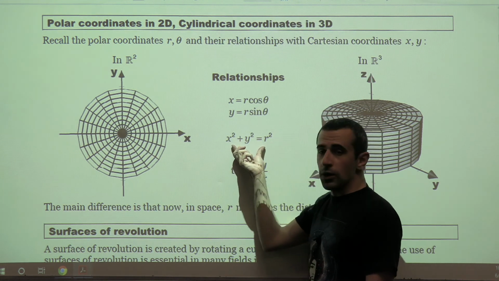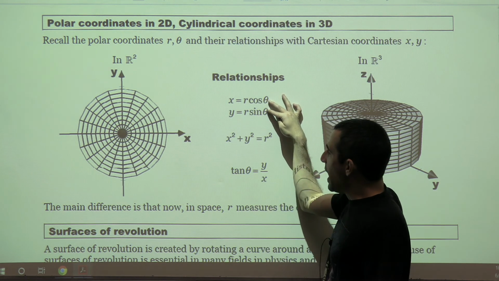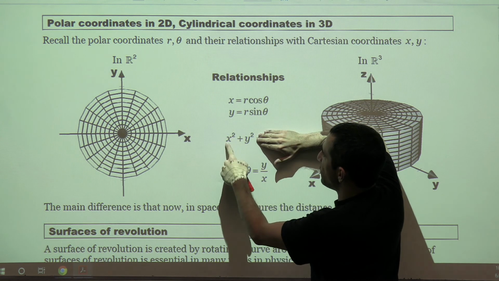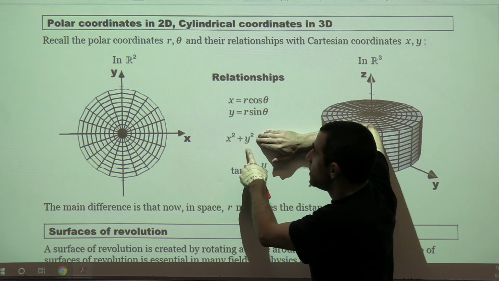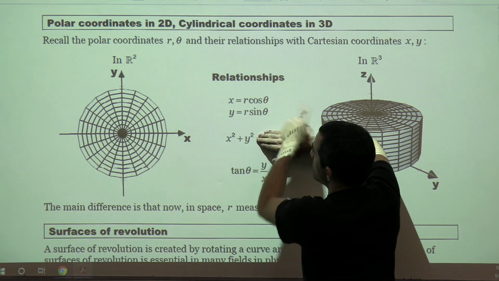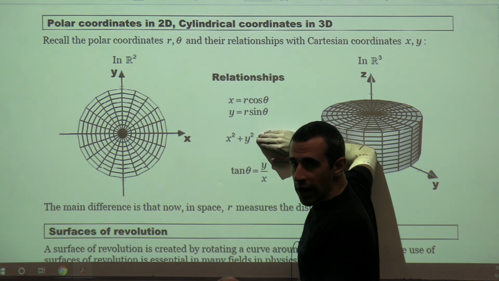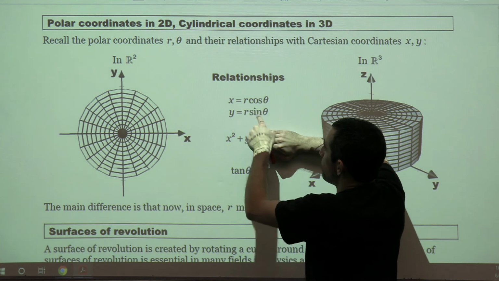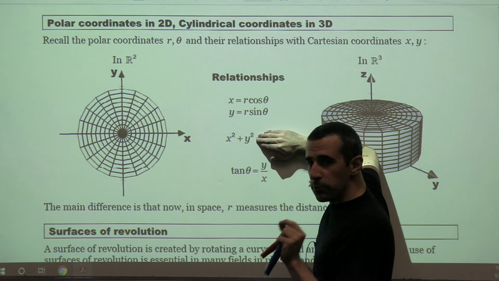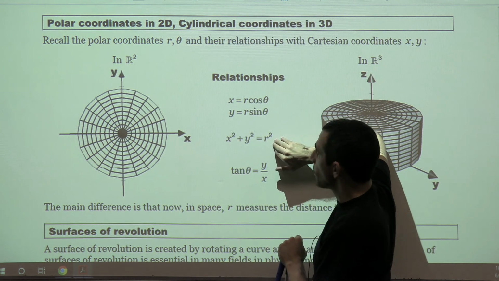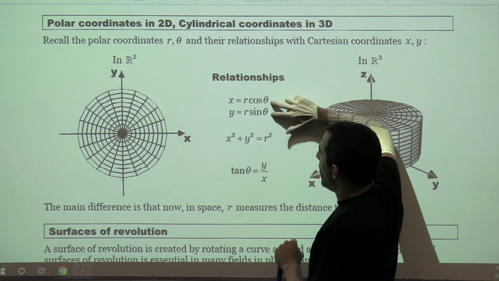The way you get this equation from these 2 is by starting with x squared plus y squared, substitute r cosine theta for x and r sine theta for y. You'll end up with r squared cosine squared plus r squared sine squared. If you factor out the r squared, you're left with cosine squared plus sine squared. But cosine squared plus sine squared is 1. So what you're left with is r squared. So this third equation here follows from these 2.